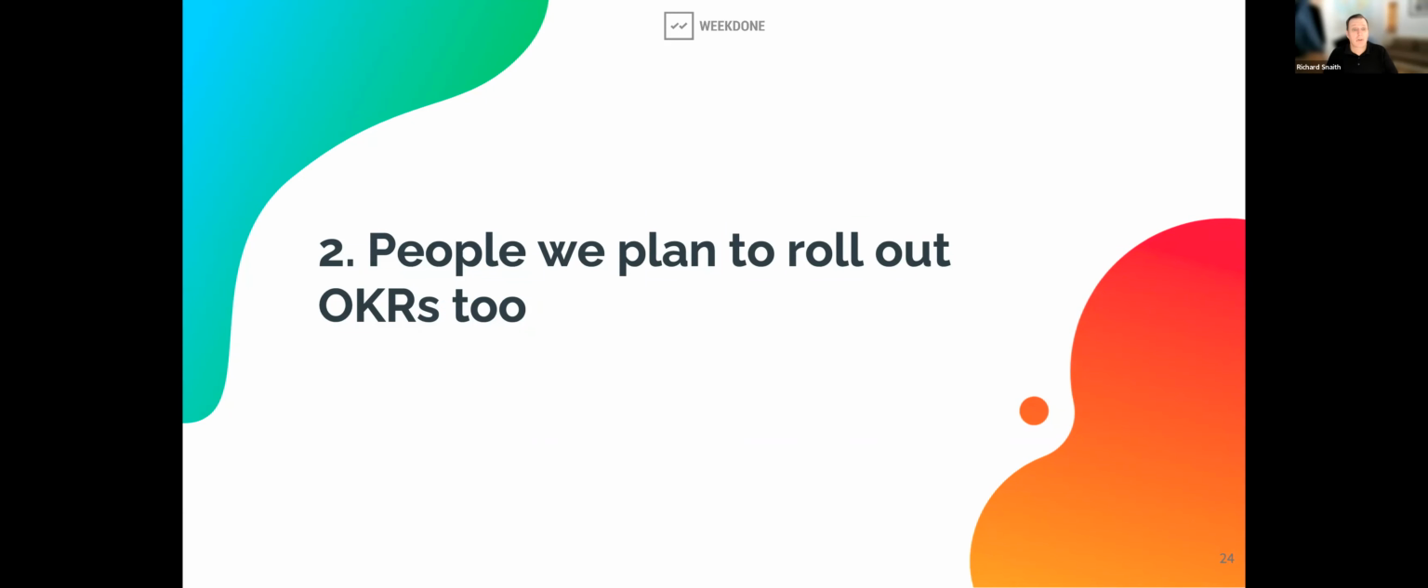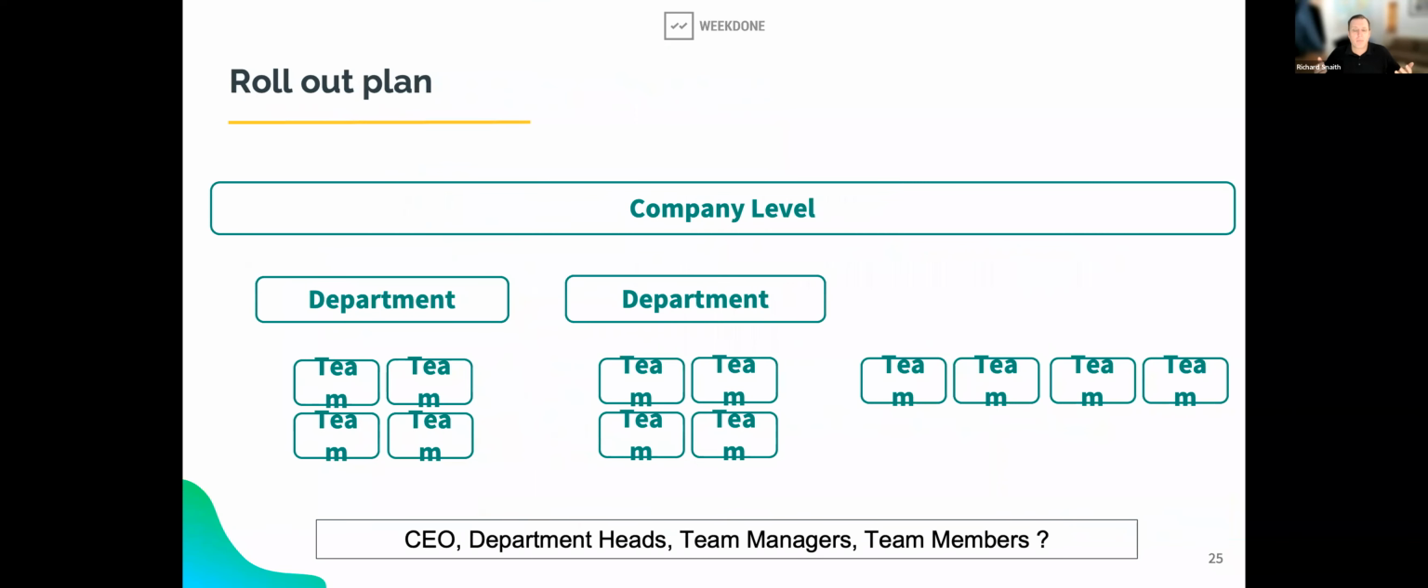The next section. So who do we plan to roll out OKRs to? Well, again, we might have a company with departments and teams and maybe some direct teams that report up to the company level. But we've actually got people. We've got a CEO at the company level. We've got department heads at the department levels. We've got team managers and team members in the teams. So that's a lot of people potentially. Where do we start? How are we going to roll this out?